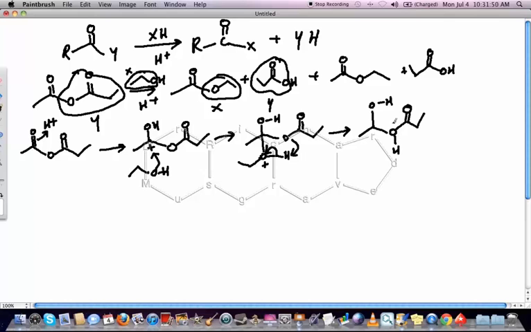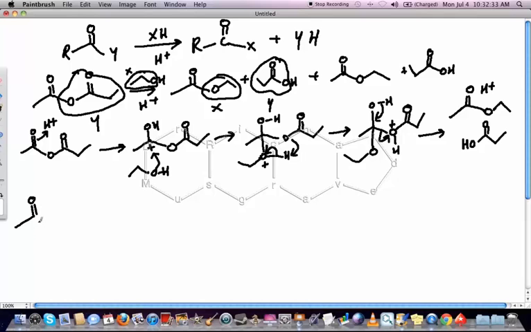Alright, so there's our proton transfer step completed. And now we can reform our C double bond O and kick out the leaving group. Alright, so there we go. There's our first two products, and we get that from attack on the first C double bond O, the one on the left. Let's just see what happens when we attack it from the right hand side.